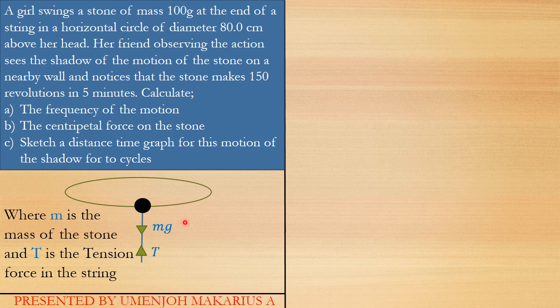Now friends, the question wants us to start by calculating the frequency of the motion. Keep in mind that the frequency of motion is simply given as the number of revolutions divided by the total time taken. The time in this case is in minutes, so we have to convert it into its standard unit, which is seconds. So we have to convert that 5 minutes to seconds. It's super important to know that the frequency is given as the number of revolutions over the total time taken. Great. So the number of revolutions here has been given to be 150.